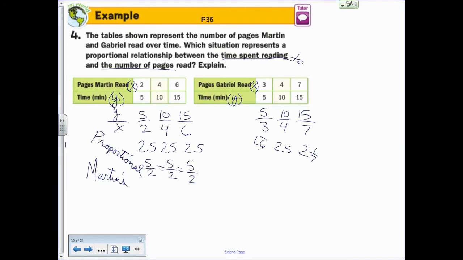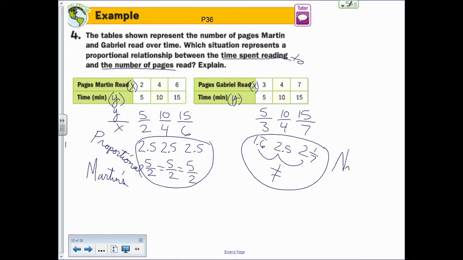You could see, though, that these are not equal. So Gabrielle's reading rate is not proportional. She does not have a constant reading rate. So proportional, you get a constant ratio. Non-proportional, a not constant ratio. So go ahead and try the 2 letter problems, and we will go over those together in class.